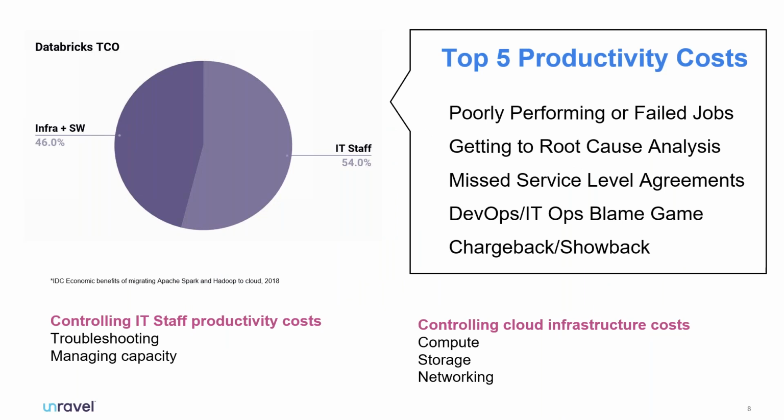So let's take a minute and talk about the total cost of ownership of running a big data infrastructure like Azure Databricks. According to a recent IDC economic benefits report, over half, 50%, of the cost of the total cost of ownership of big data systems like Databricks is actually in IT staff costs, right? So you would think that most of it is due to infrastructure and software costs like compute, networking, and storage, but it actually goes beyond that. Most of the cost is due to the staff cost of troubleshooting and managing capacity.